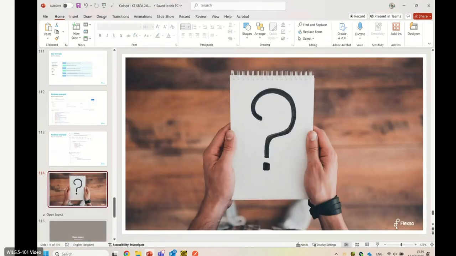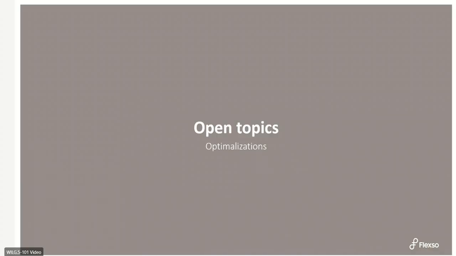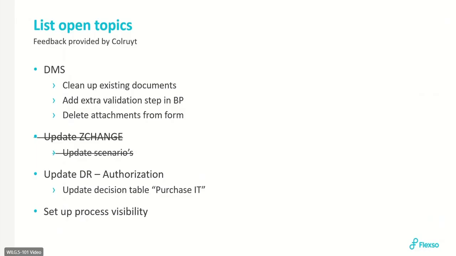All right, then we can go on, because we're now at the end of the knowledge transfer. It's the open topics that we will discuss now. There are several open topics that you have listed so far. We have DMS, where we want to clean up the existing documents at the end of the flow. This means that we need to add an extra validation step in the business process, and what we need to do is actually delete attachments from the form, right?